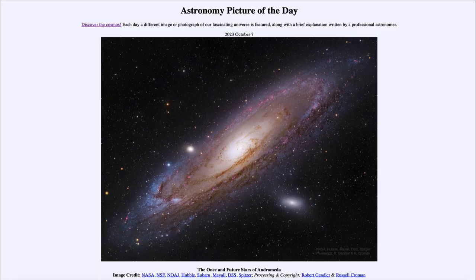One of the things that I like to do in each of my introductory astronomy classes is to begin the class with the astronomy picture of the day from the NASA website that is apod.nasa.gov/apod. And today's picture for October 7th of 2023, well, it is titled The Once and Future Stars of Andromeda. So what do we see here? Well, this is an image of the Andromeda galaxy.